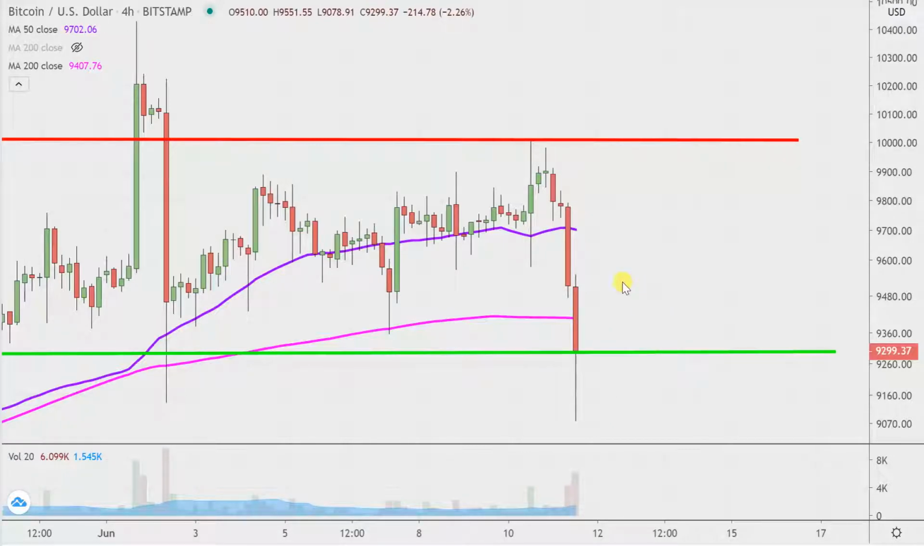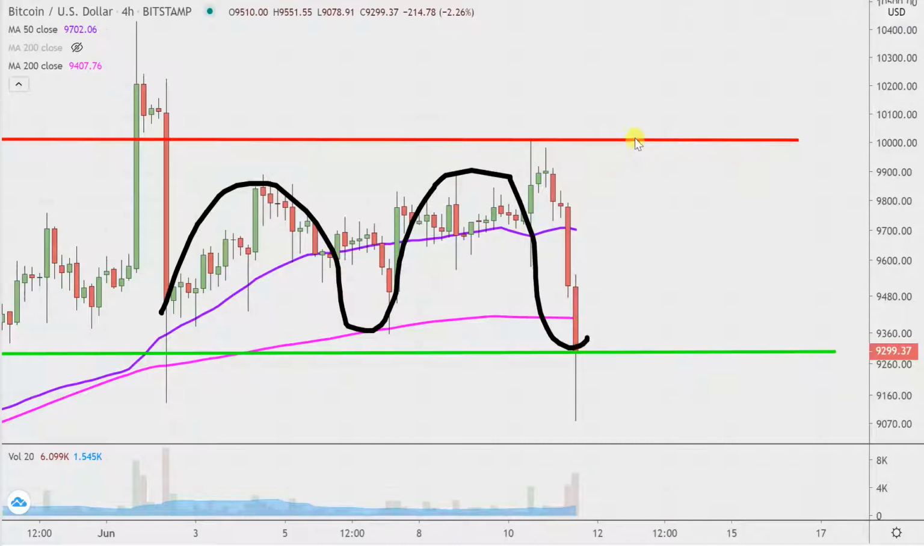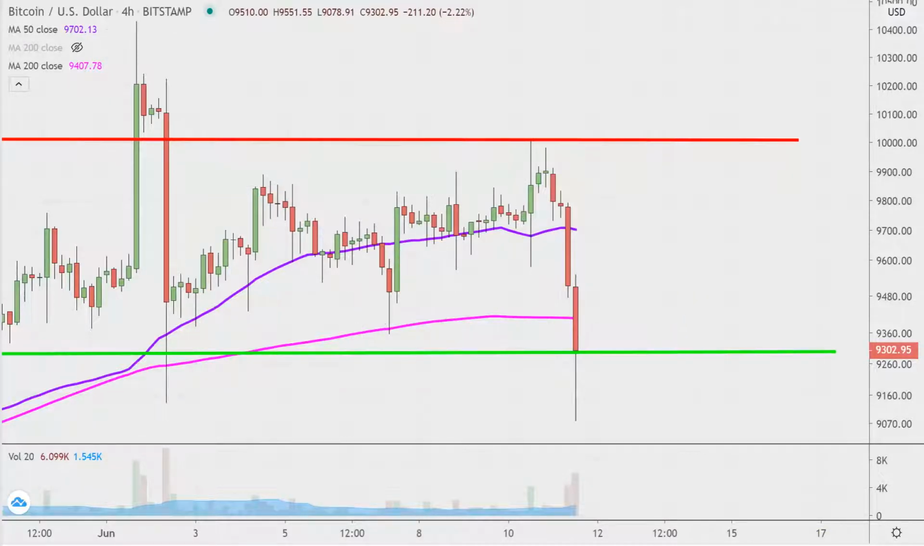If you haven't watched any of my previous videos, I talk time and time again about how the price has just been fluctuating between 10,000 up here as the top of the channel and 9,300 as the bottom of the channel. So that is why that area is so important, because from a technical lingo standpoint, there very well could be a pattern breakdown, and that's where the 9,300 mark comes into play.